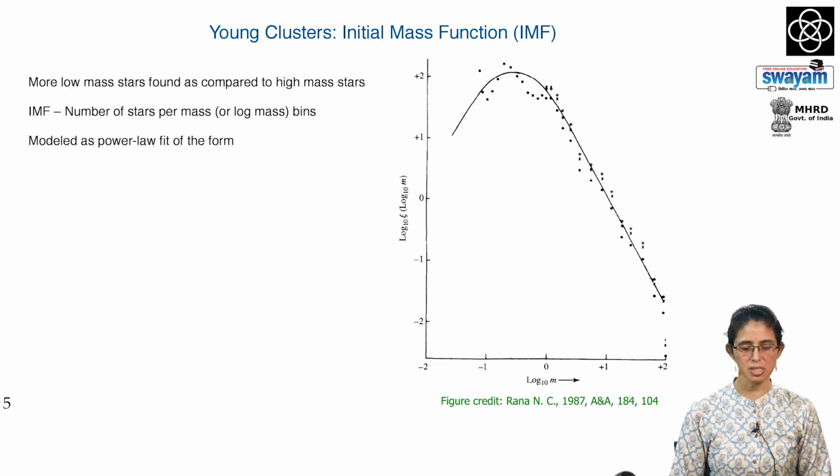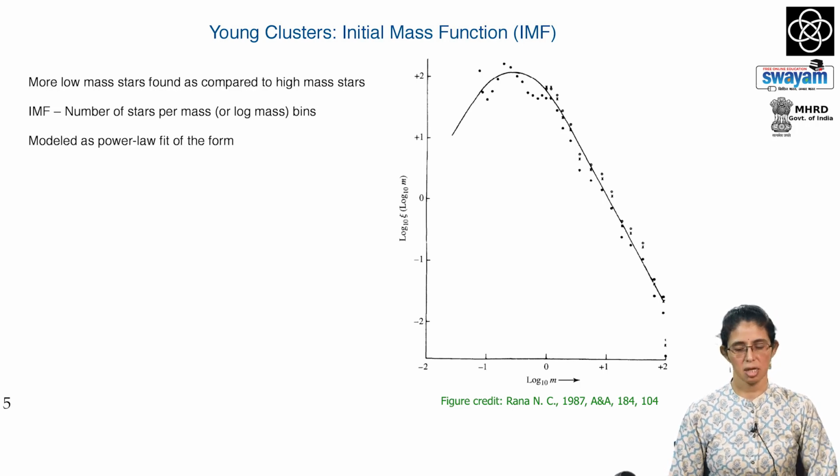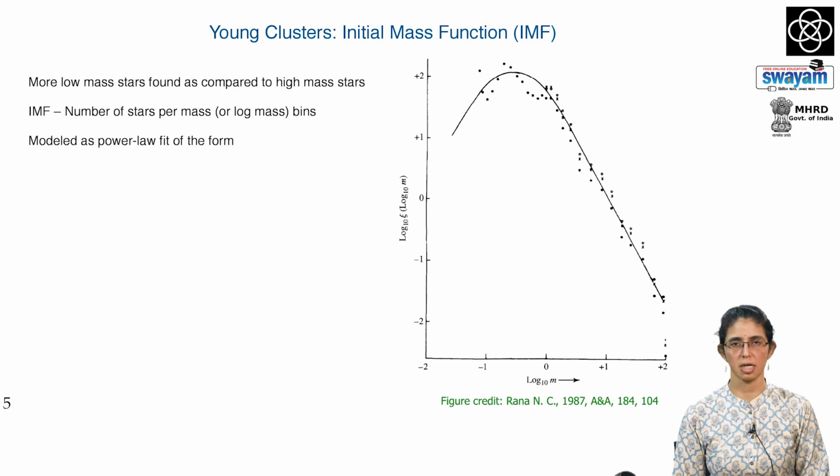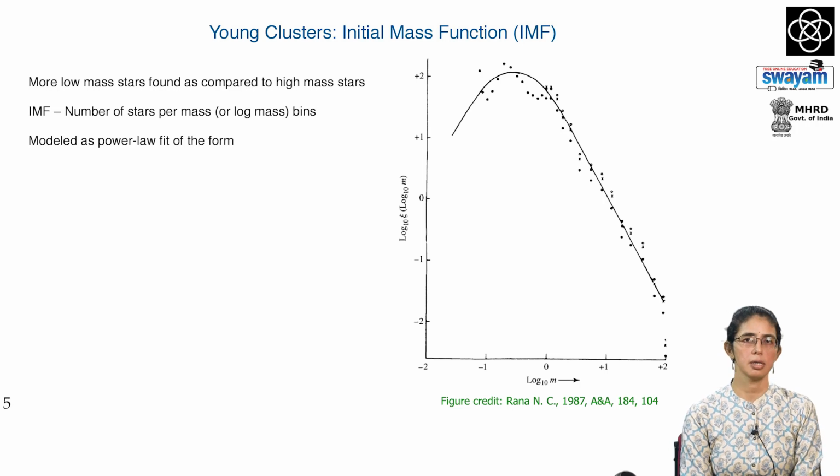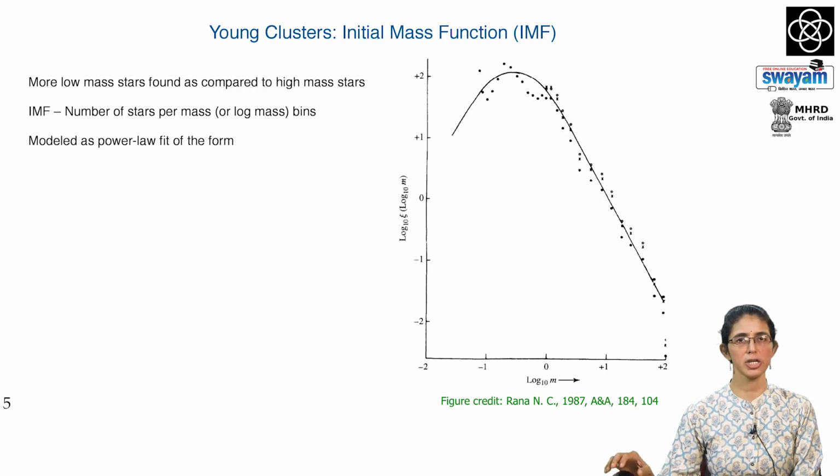The initial mass function represents the number of stars per mass bin, or, since the mass range is very large, rather of log mass bin, and one can plot this number of stars as a function of the mass bin, which is shown on the right hand side. Very often it is found to have a power law form in the logarithmic plane. As we can observe, this has a negative slope, that is, the low mass stars are much higher in number as compared to the high mass stars.